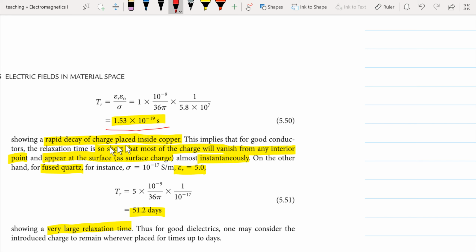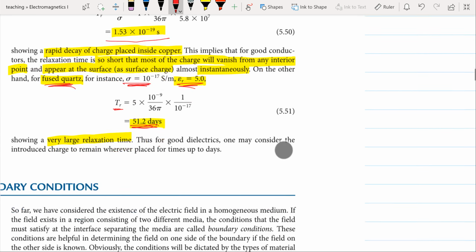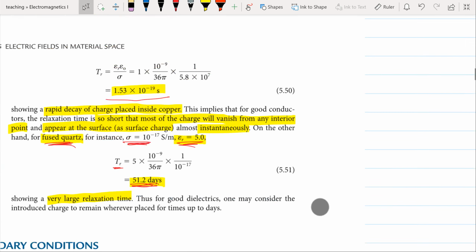On the other hand, a very good dielectric, such as fused quartz, has a relatively low conductivity and a high permittivity or relative permittivity, and therefore when you calculate the time constant, you end up with about 51 days, which is a very large relaxation time. And thus, for good dielectrics, one may consider the introduced charge to remain wherever placed for some time, up to some few days.